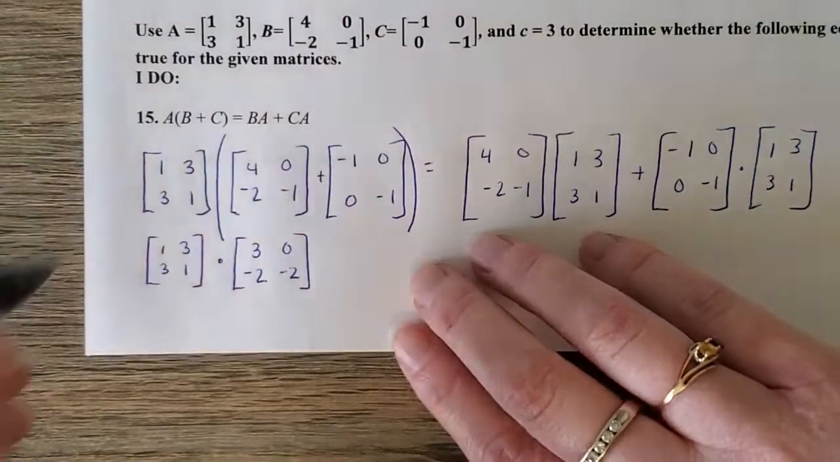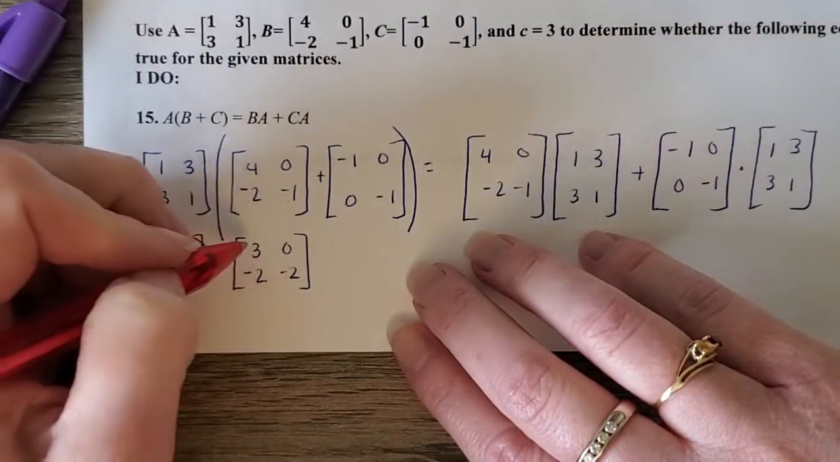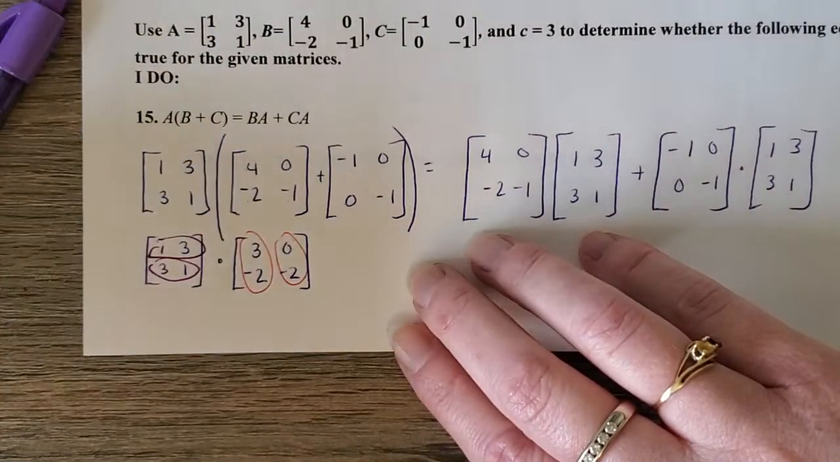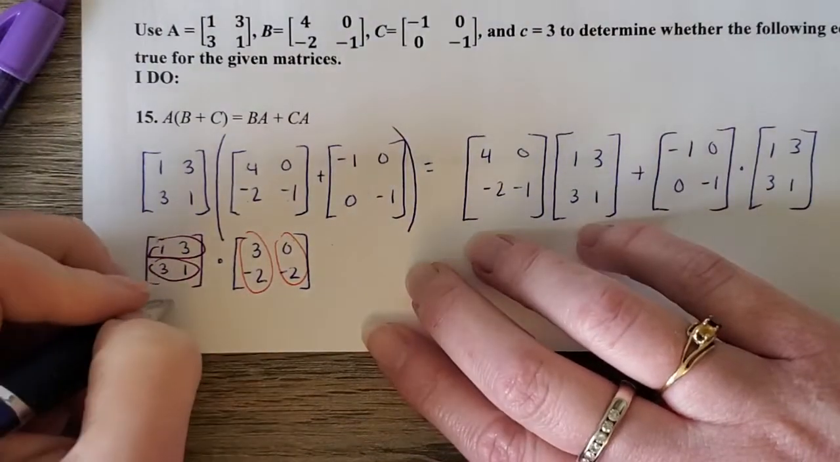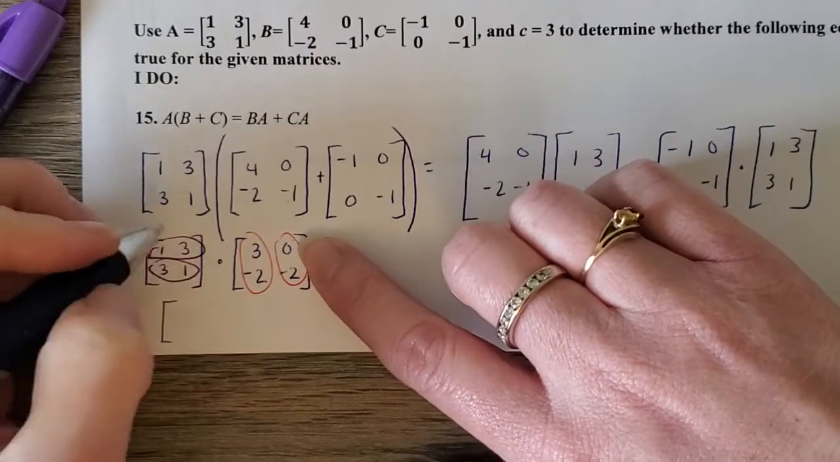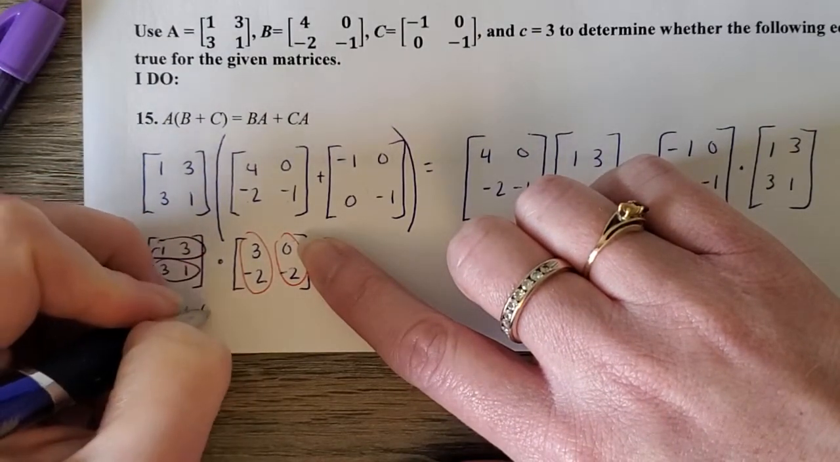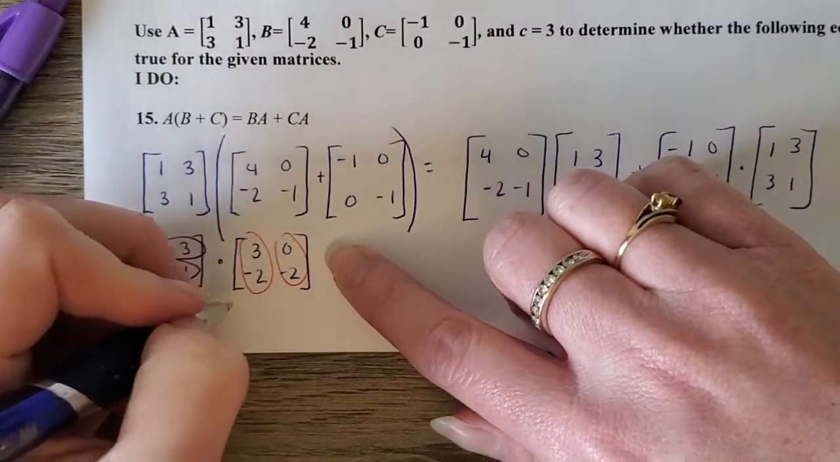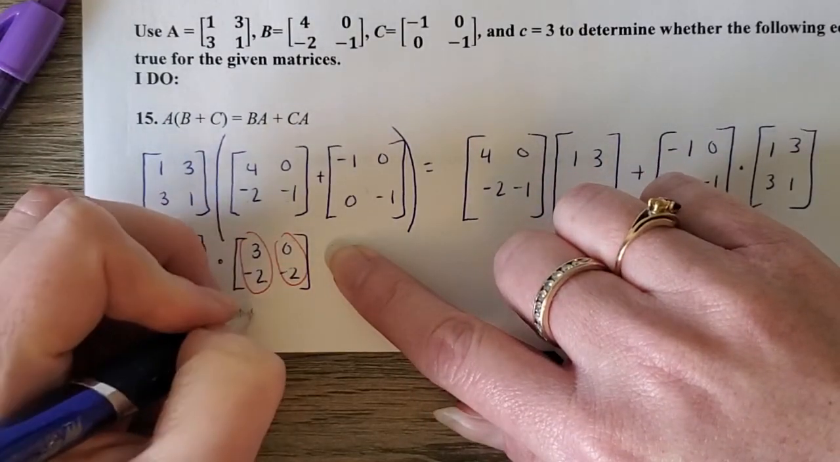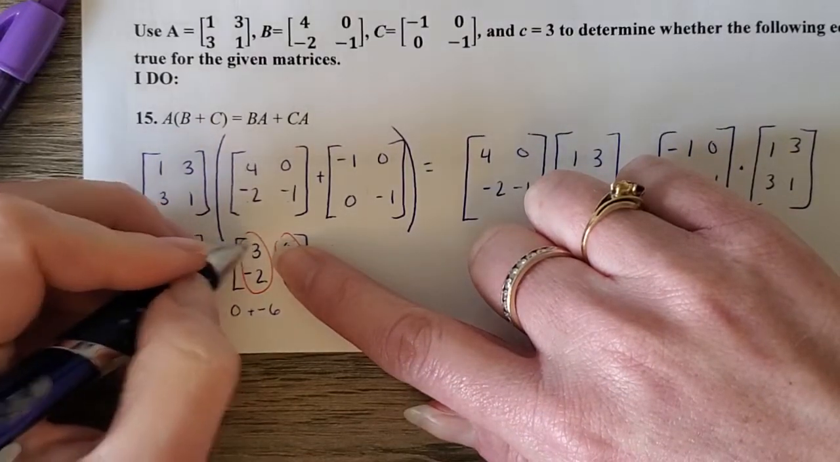So let me get my marks. So we got row, row, column, column. And when we multiply, again, we're going to make a 2 by 2. So we have 1 times 3 is 3, plus 3 times negative 2 is negative 6. 1 times 0 is 0. 3 times negative 2 is negative 6. And then we go underneath 3 times. So that's the first row.